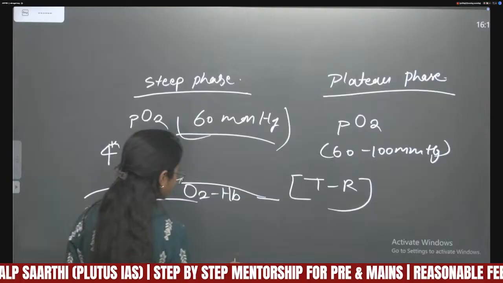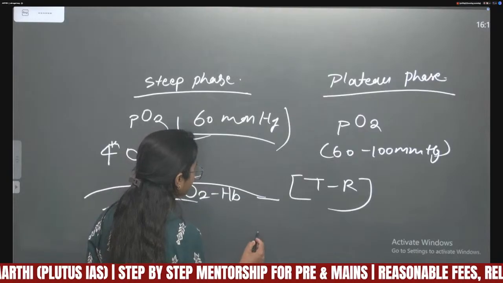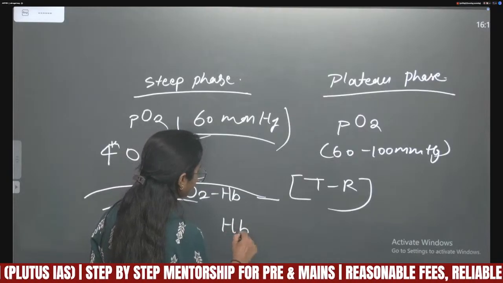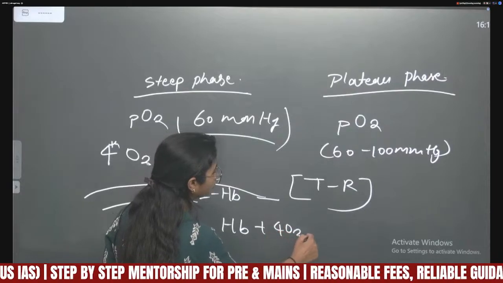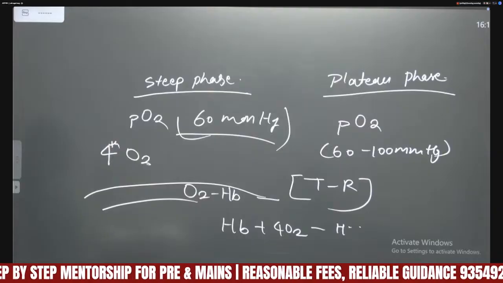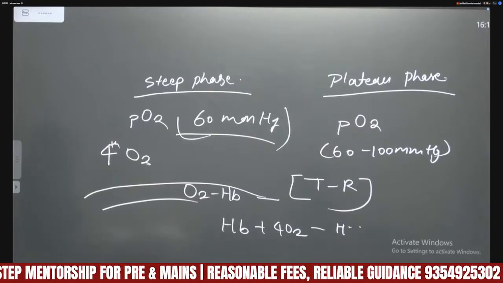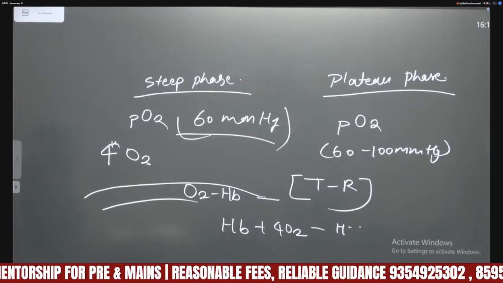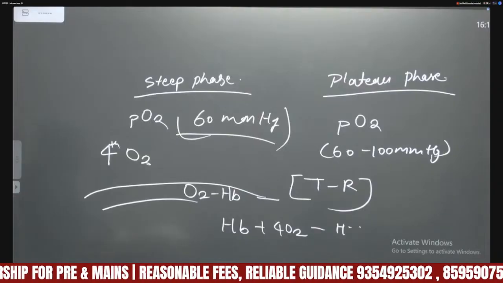फिर से लिखो इसको, इस पॉइंट को, इस इक्वेशन को फिर से राइट डाउन. HB plus 4O2 gives out HbO2 4. Write down again. बस लास्ट में लिख लो. This is known as Hill equation.